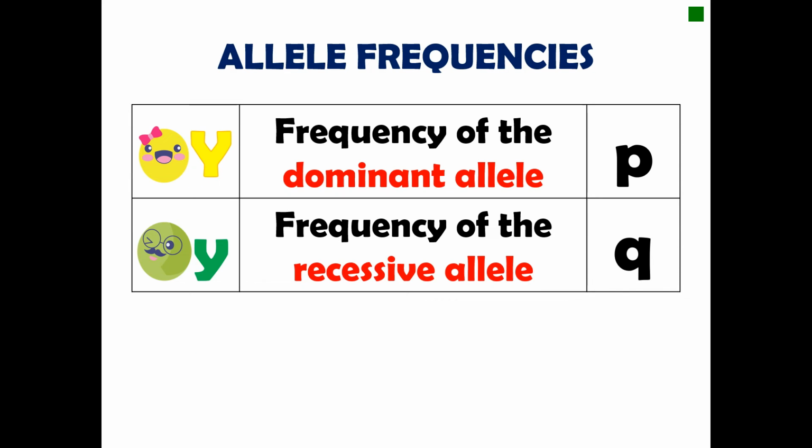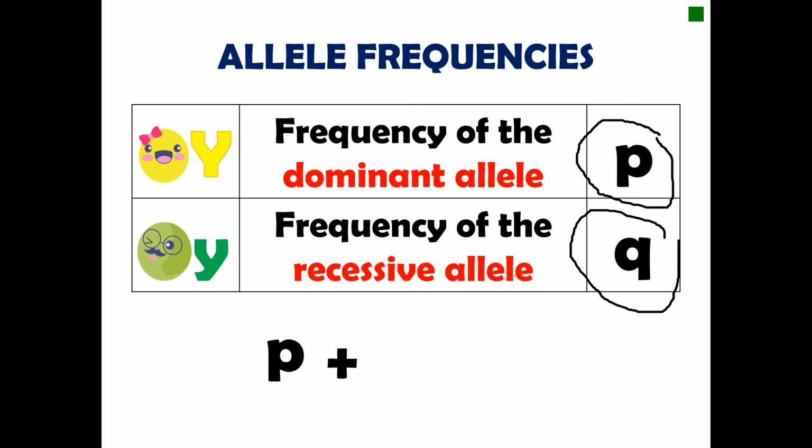Remember our previous example in module 1 on the seed color of the pea plant? We're going to use the same example here. The pea plant has two different alleles, big Y and small y. The frequency of the dominant allele will be represented by p and the frequency of the recessive allele will be represented by q. As I mentioned earlier in module 1, the sum of all frequencies must equal 1. Hence, p plus q equals 1.